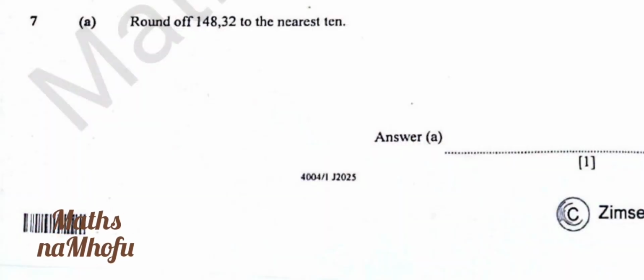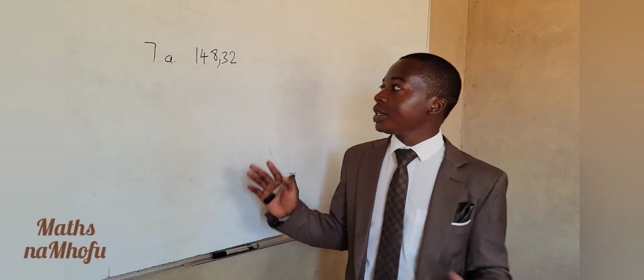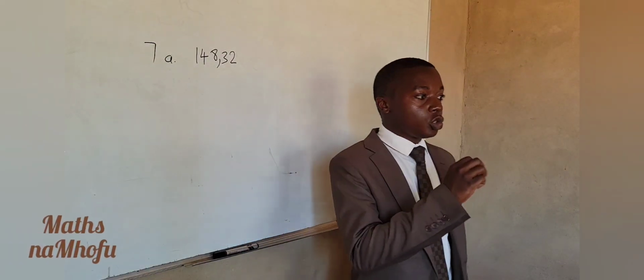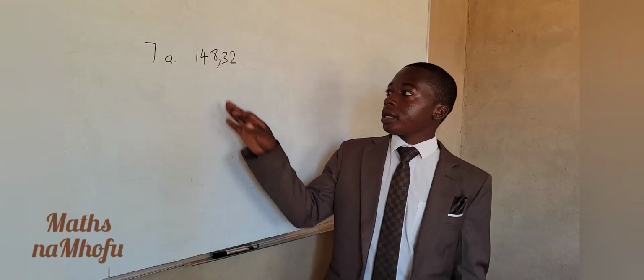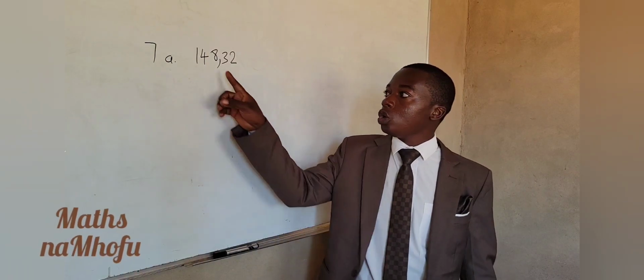Number 7, round off 148,32 to the nearest 10. This is very simple and straightforward. What you only need to do here is to look at your units. Remember, when you are rounding off to the nearest 10, it's 10. So you look at units.